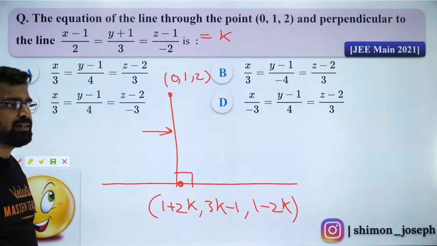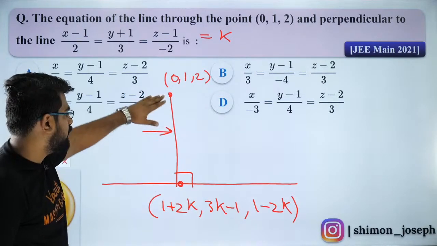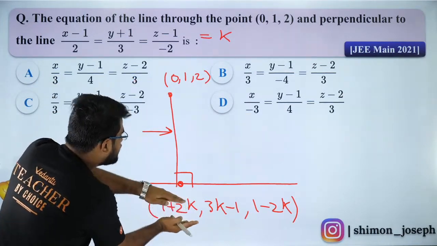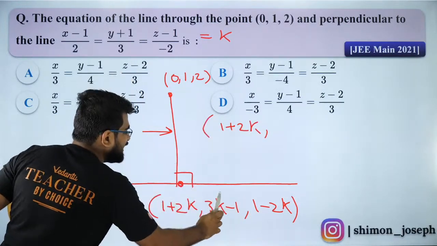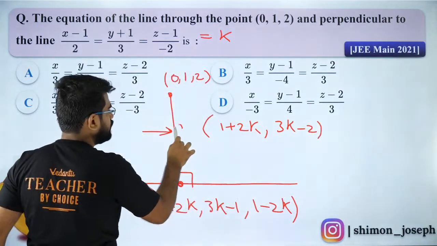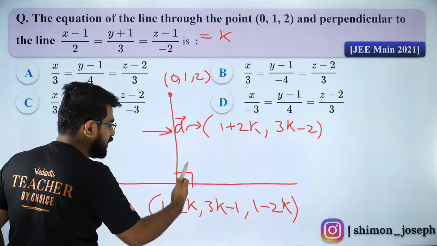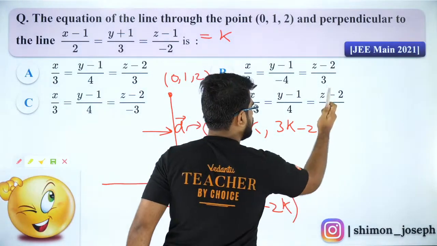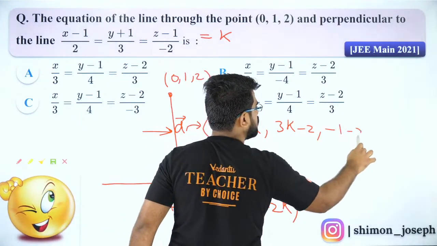Are you all cool with it? Are you all cool with it? We want to find this line. Now what is the direction of this line? The direction of this line is this minus that. So it will be 1 plus 2k, 3k minus 1 minus 1. So it will be 3k minus 2. Direction of this line, okay, the perpendicular. 1 minus 2k minus 2 will be minus 1 minus 2k.